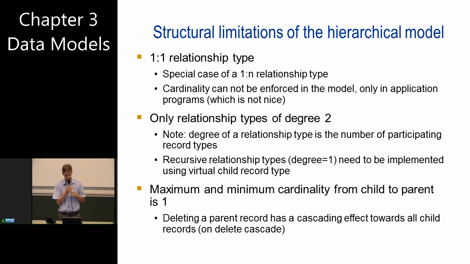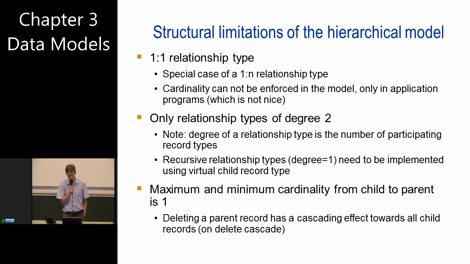What if you have some of the other relationship types? Well, if you have a one-to-one relationship type, this is basically a special case of the one-to-n relationship type whereby n equals 1. There's no natural way of enforcing this in the hierarchical model. So if you want to model a one-to-one relationship type in the hierarchical model, you have to enforce the cardinality in the application programs, in the C or COBOL programs. These are typical examples of application languages that have often been used to work with hierarchical databases. So the cardinality cannot be enforced in the model, only in the application programs.